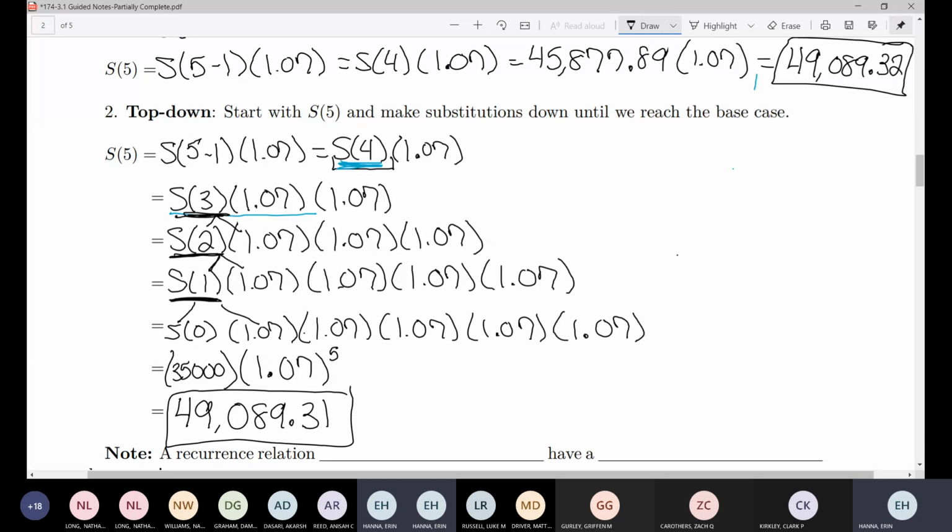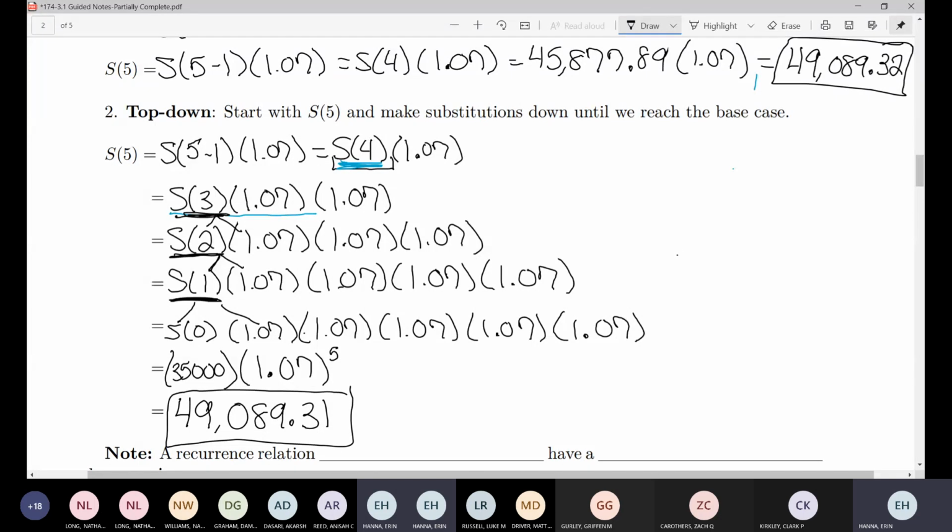So those are kind of your two choices when we have to find these values for these recurrence relations. You can either start at the bottom and build up, or you can kind of start at the top and break it down until you get to the value that you know. Tedious in both directions, I know.